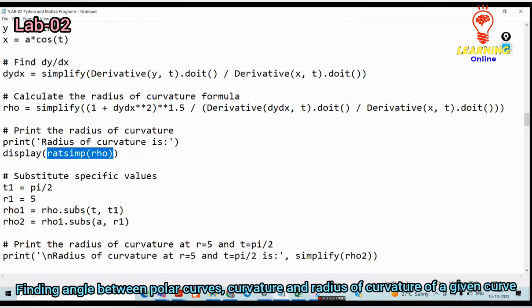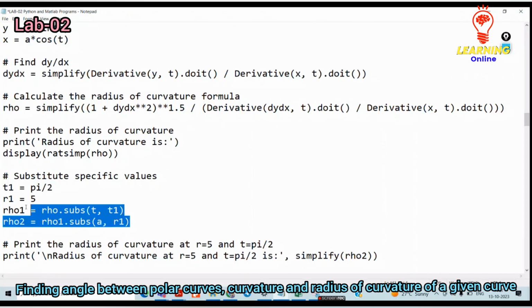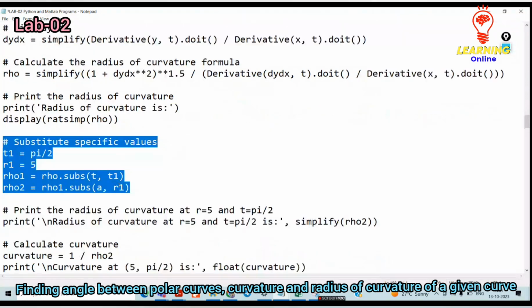Then substitute the values: t1 is equal to pi by 2, r1 is equal to 5. We are giving some values to get that particular output. t1 is equal to pi by 2, and r1 is equal to 5. Then rho1 is equal to rho.subs, with t substituted as t1. Then rho2 is equal to rho1.subs, with a substituted as r. Then I will get that particular value. This is the substitution of specific values to get that evaluation.